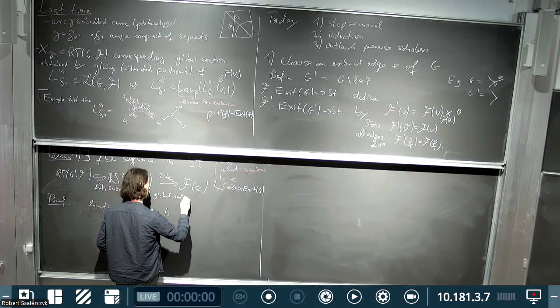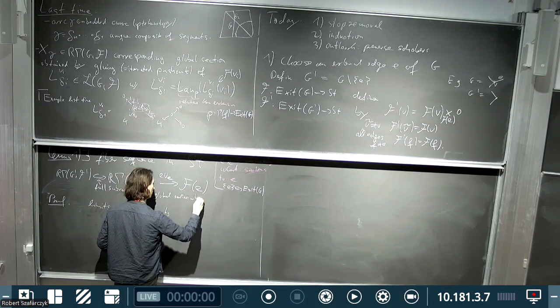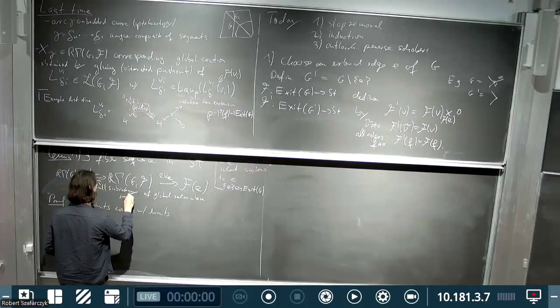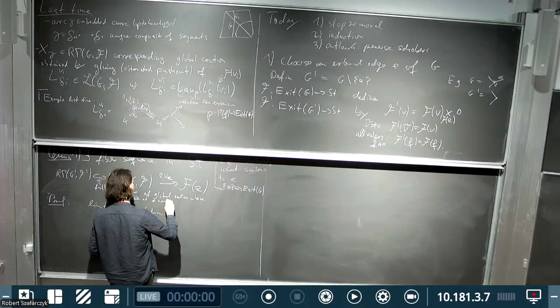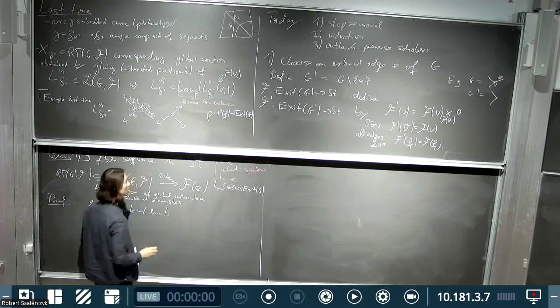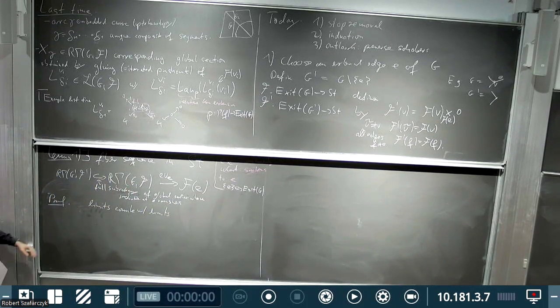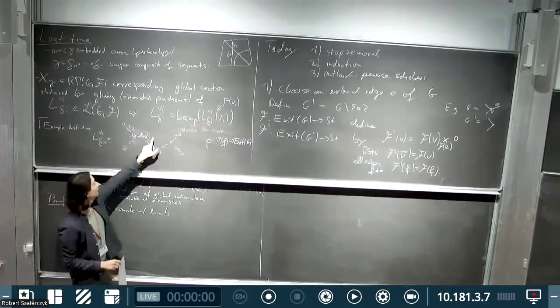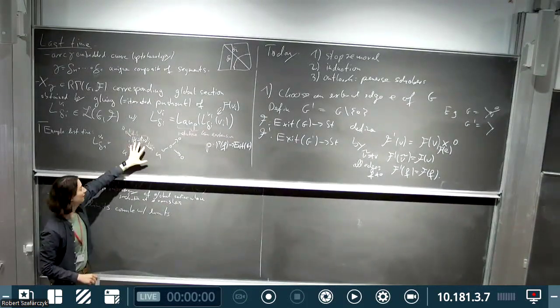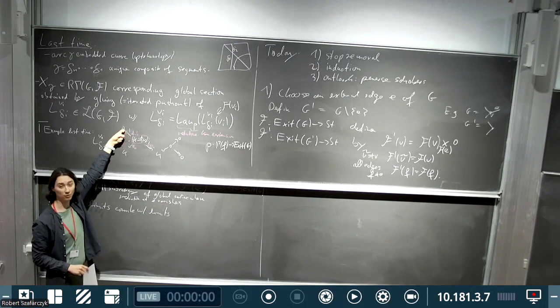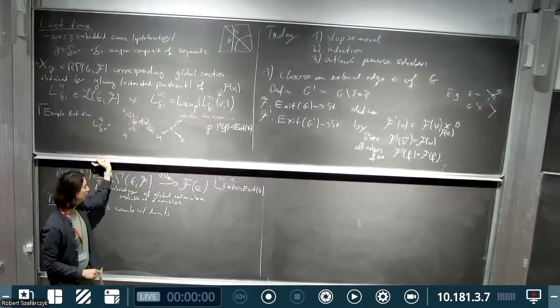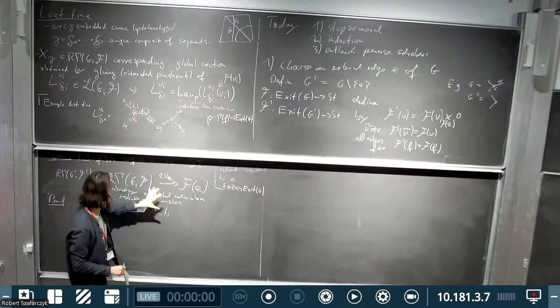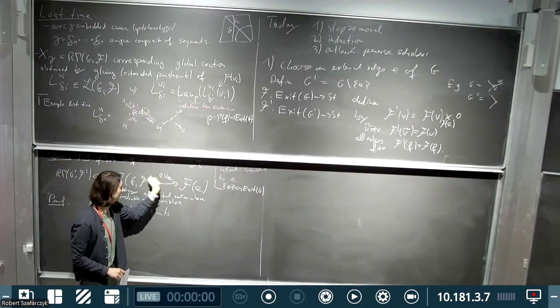whose restriction at E vanishes. So for instance, this is not a global section, but it's a section whose restriction here is 0. So it would also lie in the subcategory of sections, which is the fiber of this one.